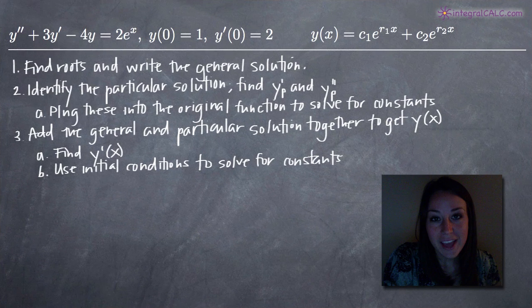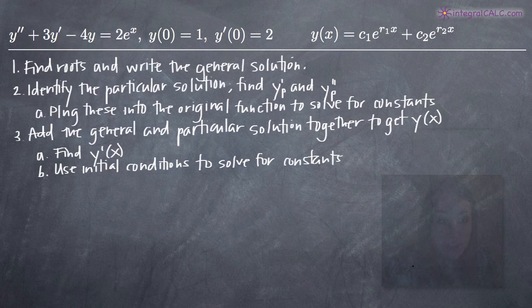Today we're going to be doing a second order non-homogeneous differential equations problem that is also an initial value problem. In this particular case we've been given y double prime, or the second derivative of y, plus 3y prime, or the first derivative of y, minus 4y is equal to 2e to the x, and we've been given two initial conditions, y of 0 equals 1 and y prime of 0 equals 2. I've also got a formula here for y of x, and we'll talk about that in a little bit.